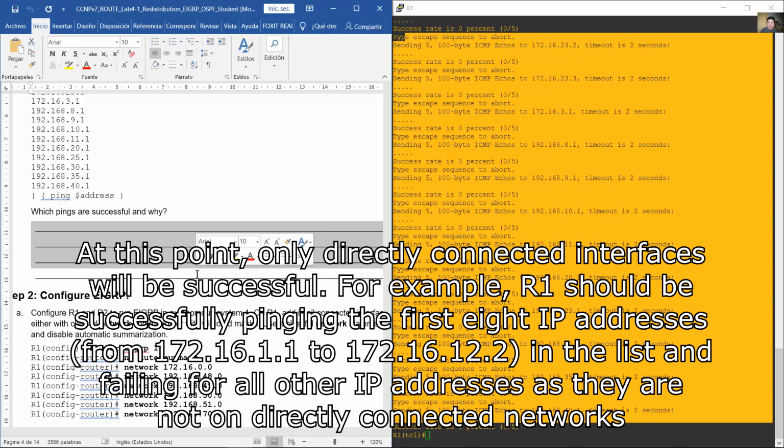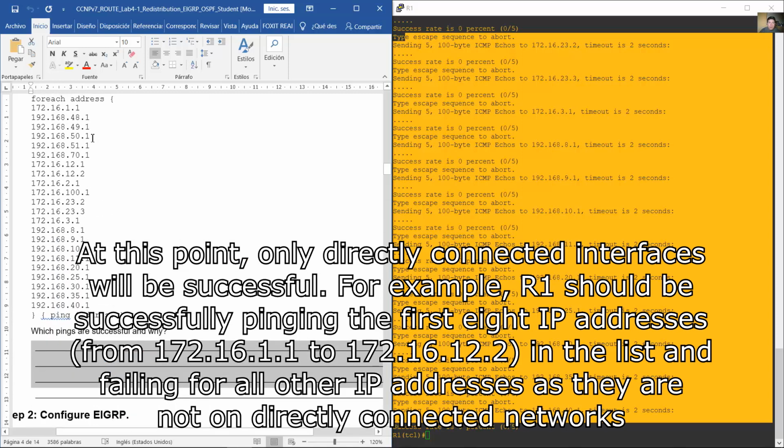For example, R1 should be successfully pinging the first 8 IP addresses from 172.16.1.1 to 172.16.12.2 in the list and failing for all other IP addresses as they are not on directly connected networks.